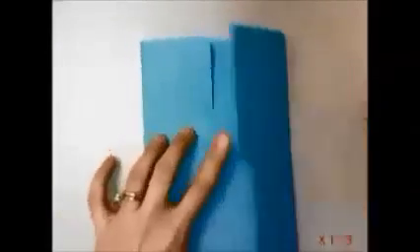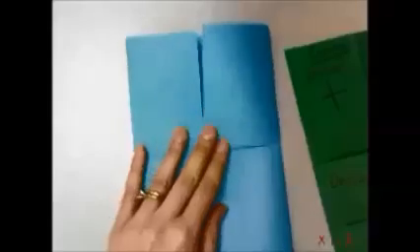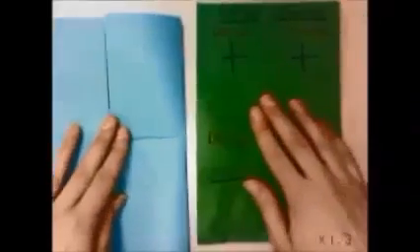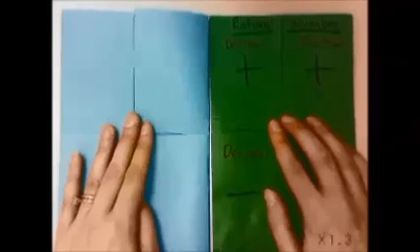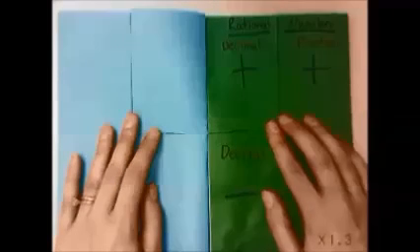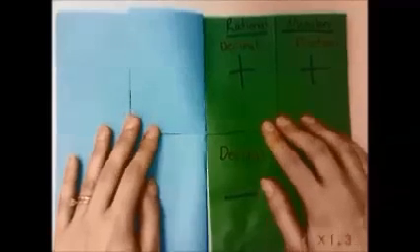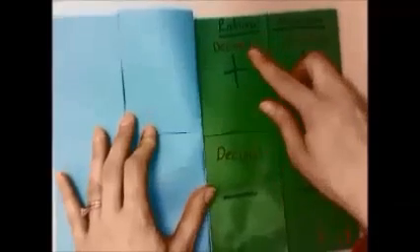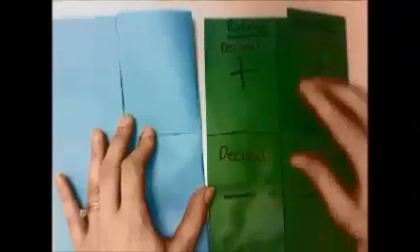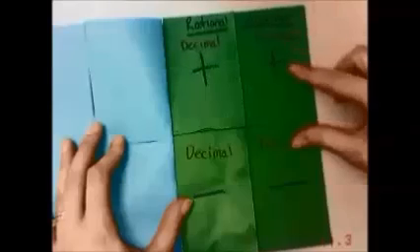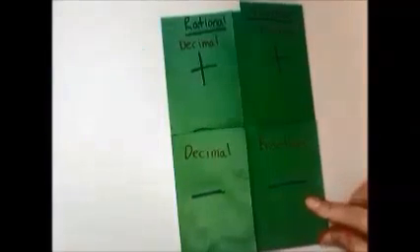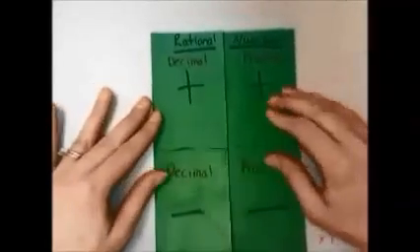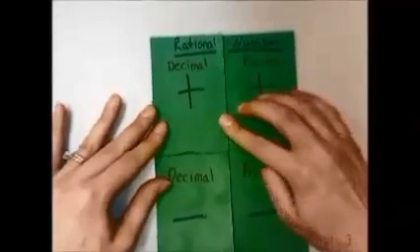When you close the doors up, I want you to go ahead and fill in the outside to look like this. At the top it should say rational number because decimals and fractions are rational numbers. And I want you to write decimal addition and decimal subtraction on the left side. And on the right side, fraction addition and fraction subtraction. Okay, so on the left side we have rational number decimal addition.